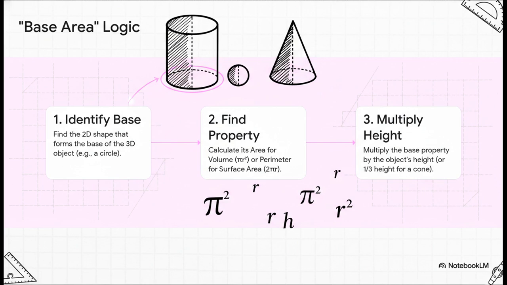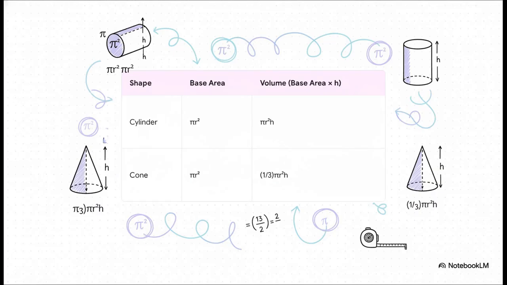And what about a cone? Well, a cone is basically just a third of a cylinder. So you do the exact same thing, but multiply by 1/3 of the height. Simple as that. And here's the trick in action. Check this out. For both the cylinder and the cone, the base is the same, a circle. Area is pi r squared.